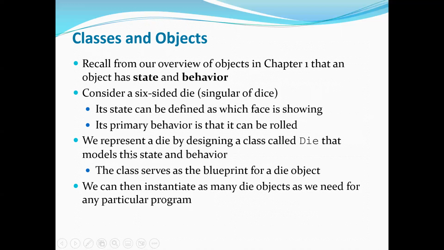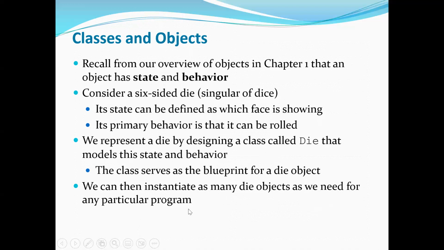In this case, we can represent the die by designing a class named Die that models the state and behavior. So the class serves as the blueprint for a die object. After we create the class Die, we can use the class to create the real objects of the die. In this case, we can then instantiate as many Die objects as we need for any particular program.